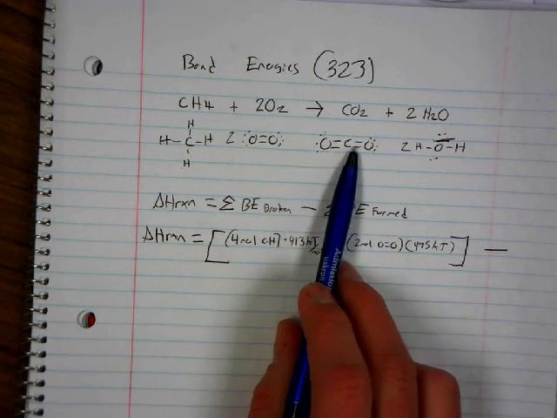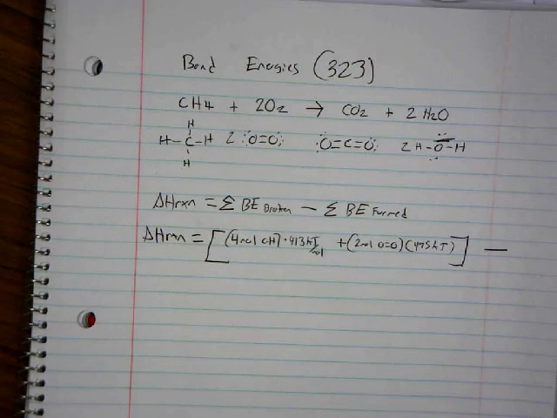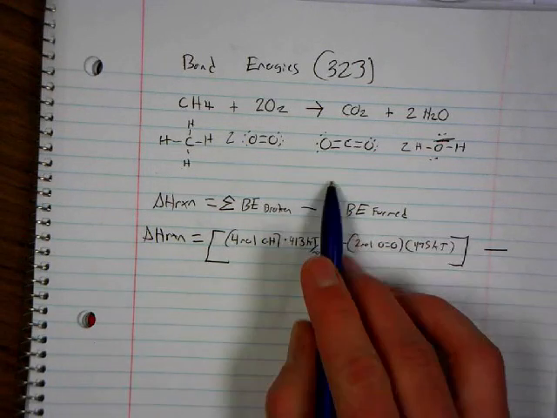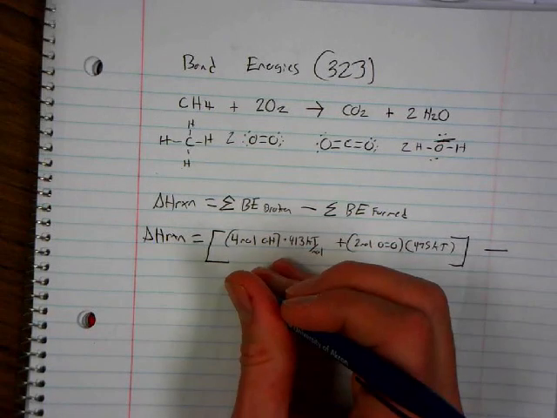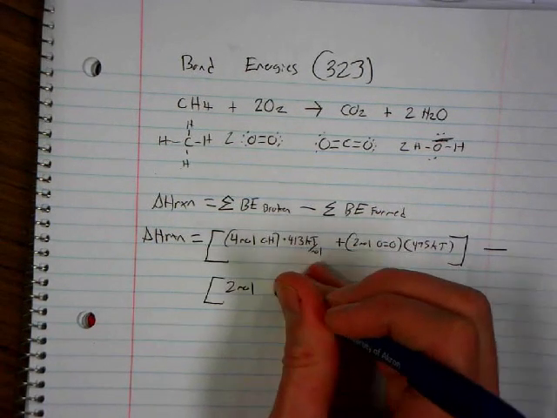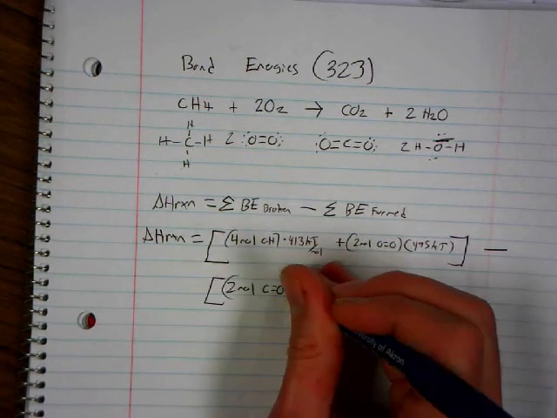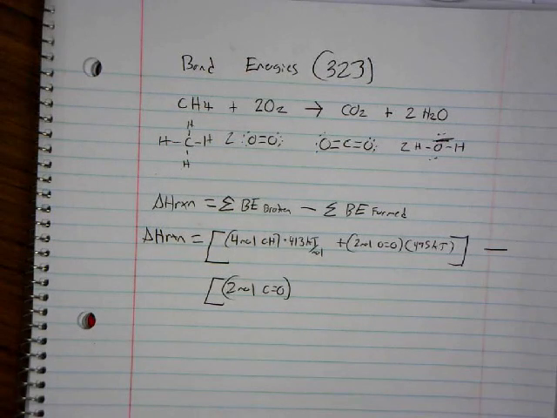Minus bonds formed. So what new bonds do I have on the other side? Did I have any carbon double bonded to oxygen on this side? No. So how many do I have formed on this side? 2. So I have minus 2 moles of carbon double bonded to oxygen times, what is the energy for carbon double bonded to oxygen? 799. Oh, wait a second.